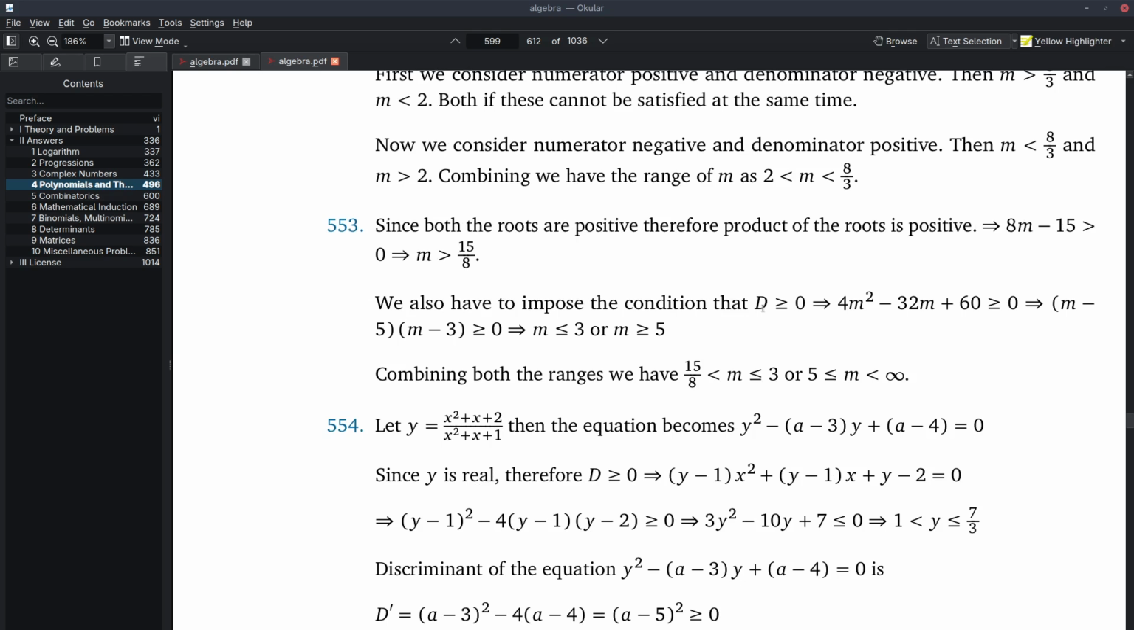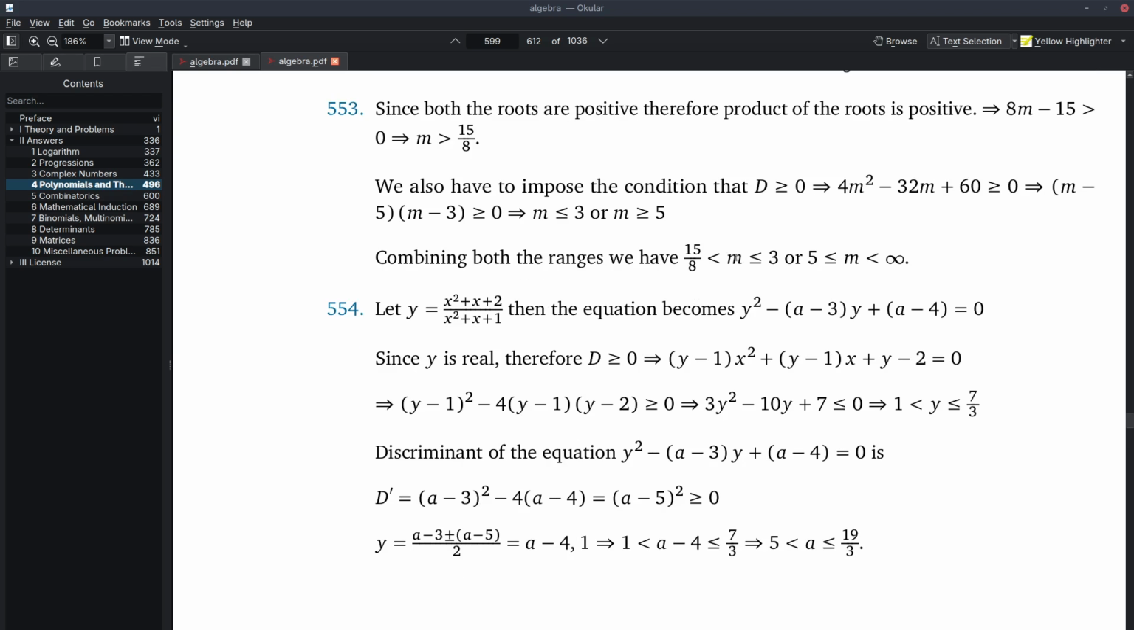Now the discriminant also should be greater than or equal to 0. Find discriminant, m square minus 32m plus 16, which is (m minus 5) into (m minus 3). That is m less than or equal to 3 and m greater than or equal to 5. So we combine both the ranges, we get 15 by 8 less than m less than or equal to 3, or m lies between 5 and infinity.